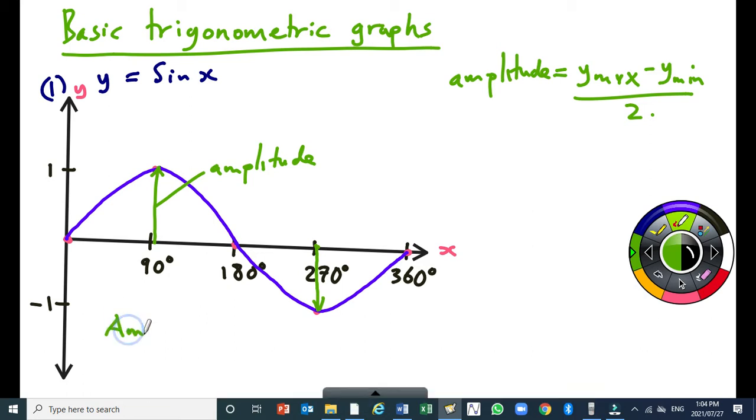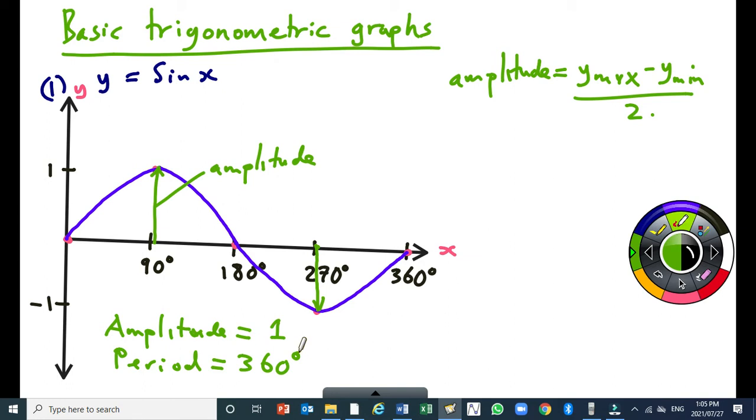So the amplitude of this graph is equal to 1. The period is equal to 360 degrees. Period refers to how long it takes for the graph to start repeating itself. So this graph here is one full cycle. After 360, it starts to repeat itself again, and then it carries on. So every 360 degrees, the graph of y equal to sine x repeats itself.